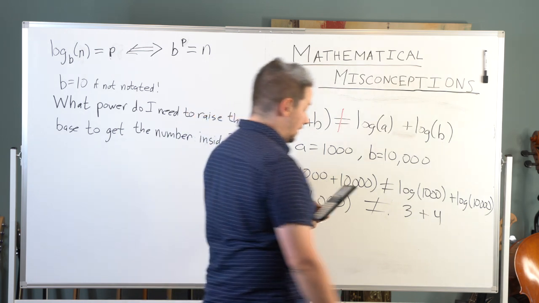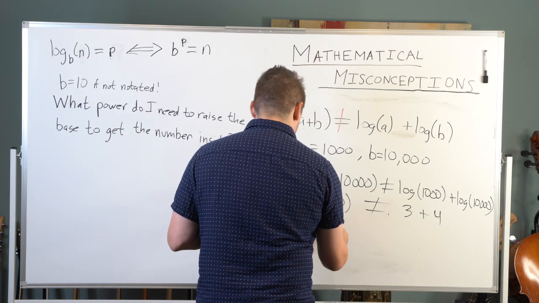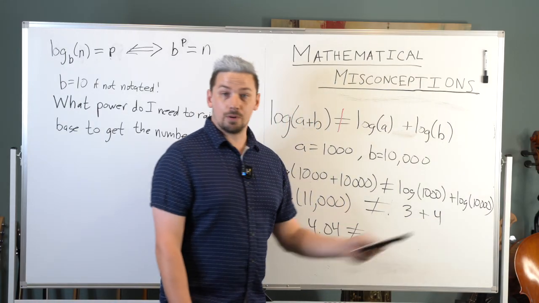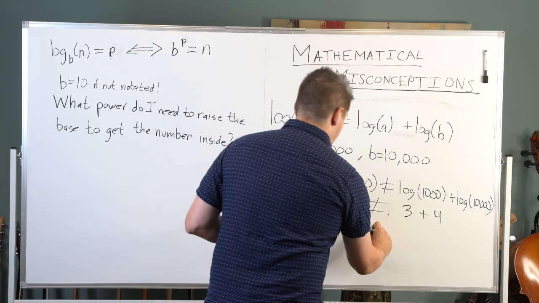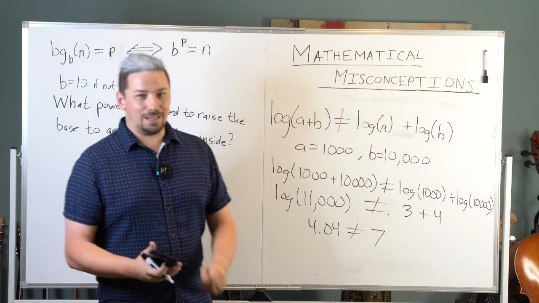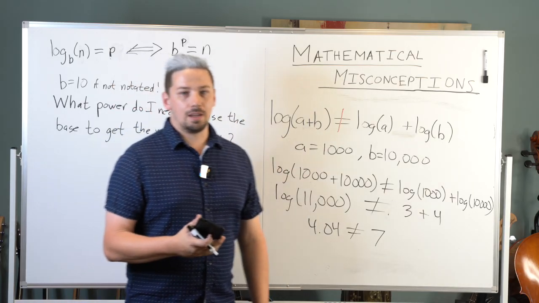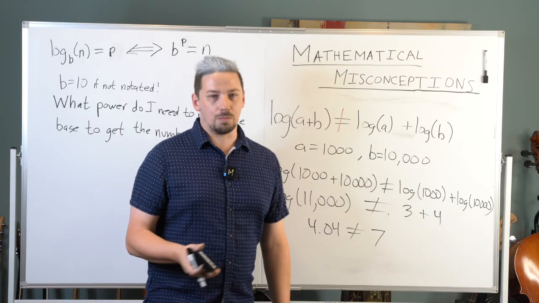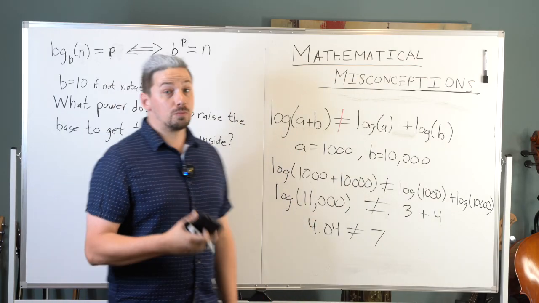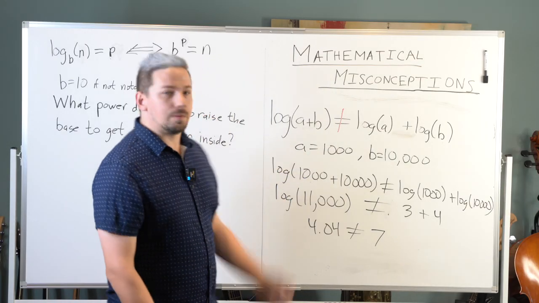Oh, it's actually bigger than that. It's going to be 4.04, which is not equal to 3 plus 4, which is 7. So that's how you can prove to yourself that this is not an identity: plug in some numbers, and use easy numbers if you can. If you have a calculator, you can basically use any numbers that you want, as long as you obey the domain of log, which is all real numbers greater than 0, not including 0. Then you should be able to figure this out.